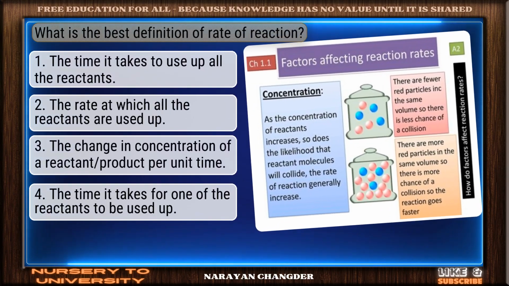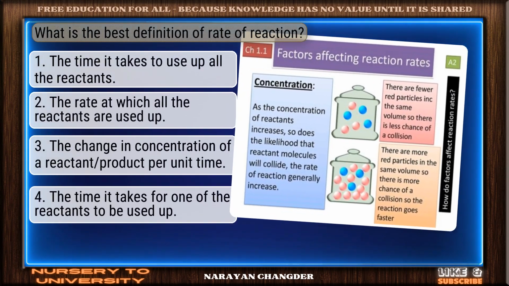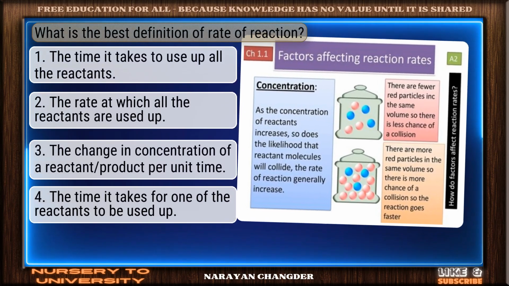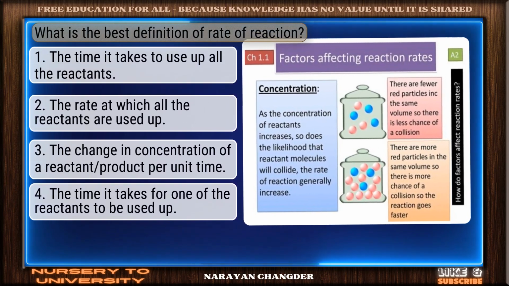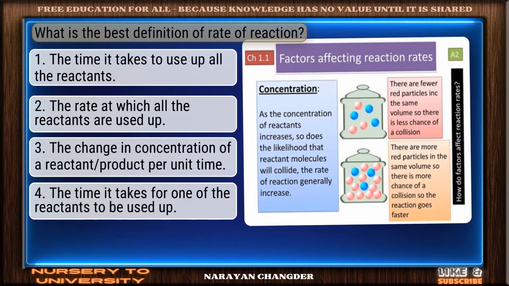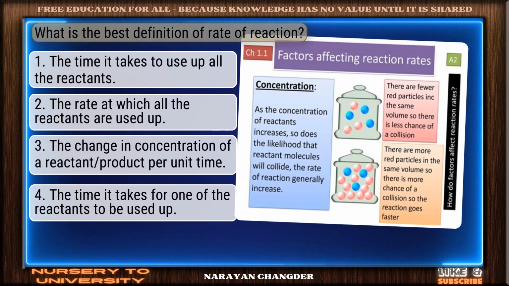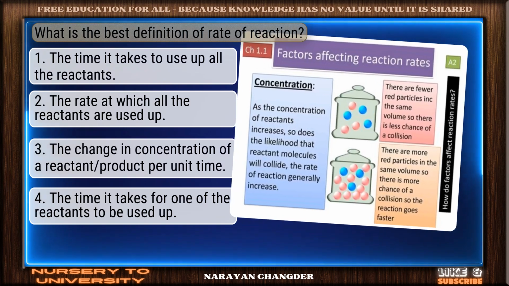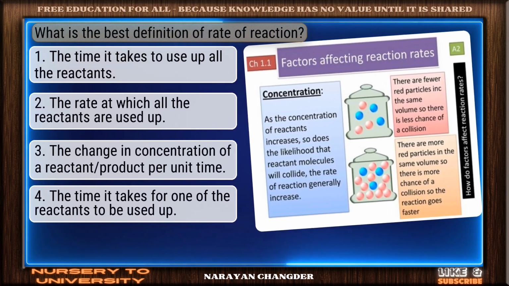Option 1, the time it takes to use up all the reactants. Option 2, the rate at which all the reactants are used up. Option 3, the change in concentration of a reactant or product per unit time. Option 4, the time it takes for one of the reactants to be used up.